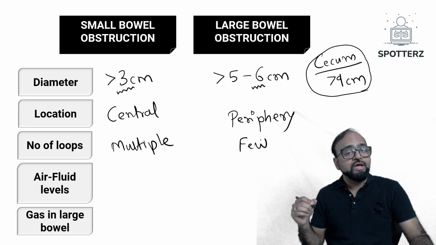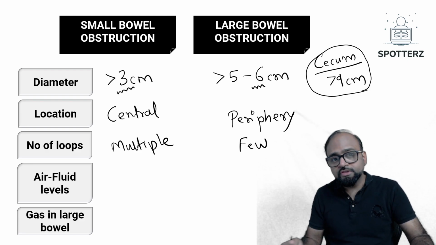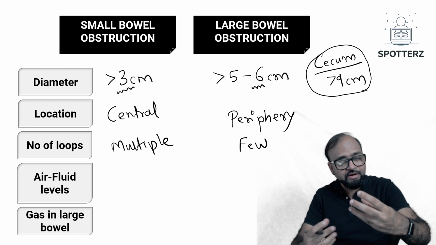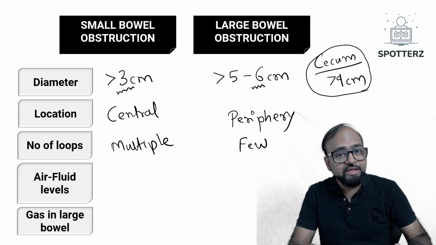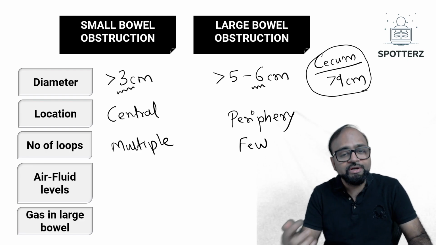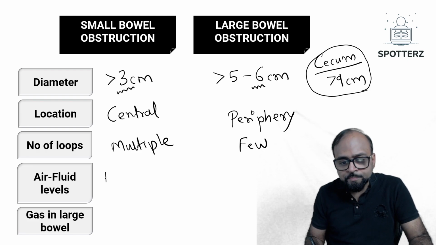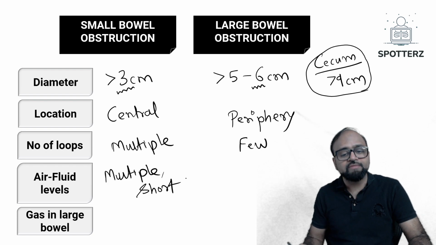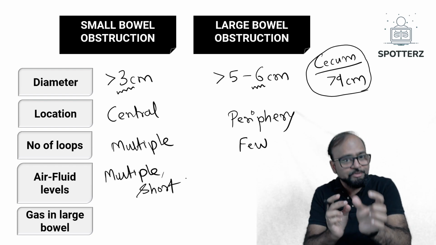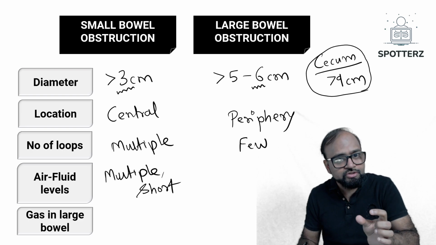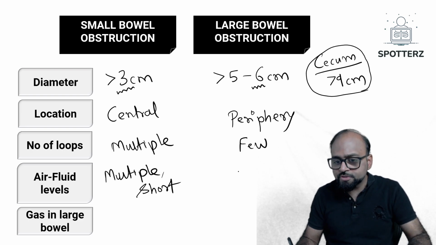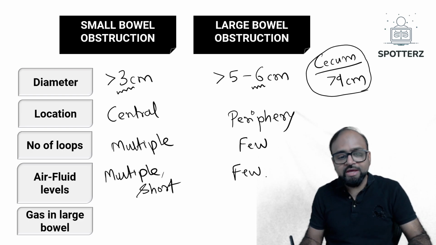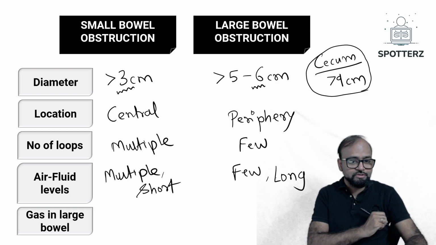Air fluid levels are seen because of the bowel lumen containing air and fluid. When you do an erect abdomen radiograph, you can see air fluid levels. So in small bowel obstruction, you see multiple air fluid levels, but these are short air fluid levels, because the diameter of the small bowel is relatively small. Whereas in large bowel obstruction, you see few air fluid levels, but these are relatively long air fluid levels.